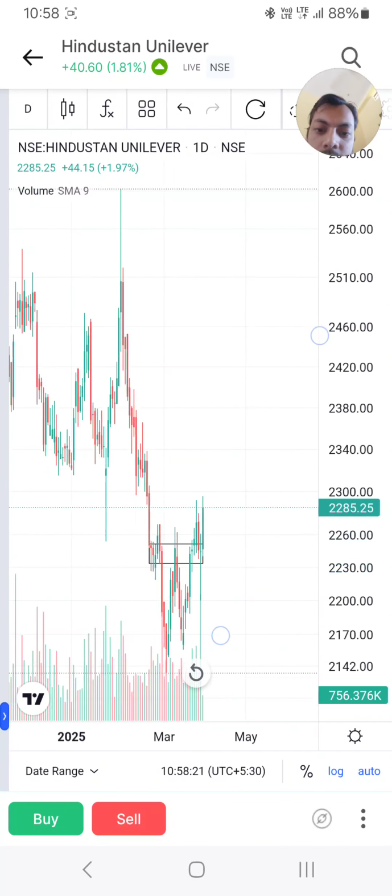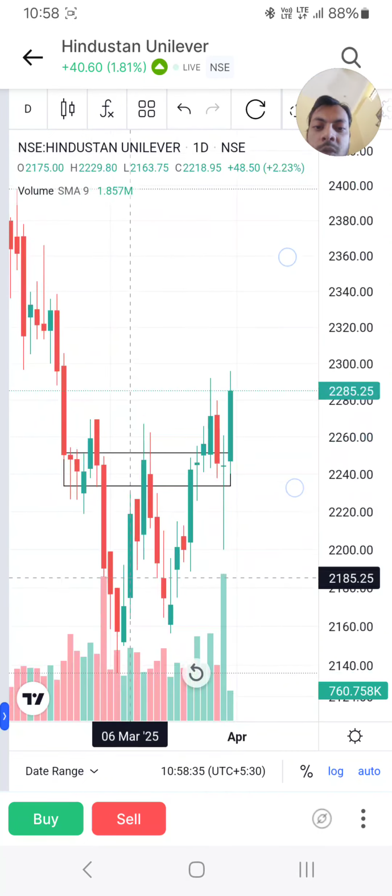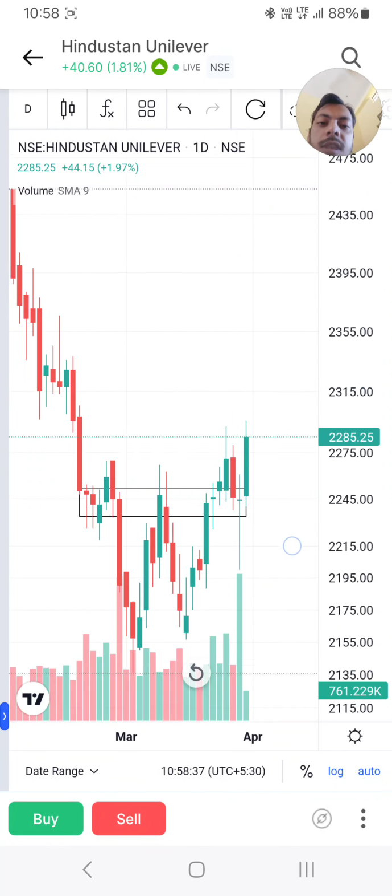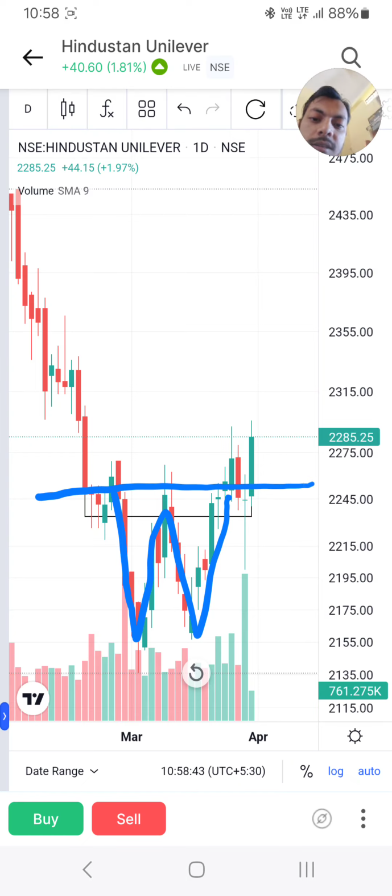This was also a result day, and though the result was not good, it was already so beaten up that it went up almost, forming a hammer-like candle. So on the daily time frame, recently I saw that it has formed a W pattern. See, this is the neckline of the W, and it has broken it.